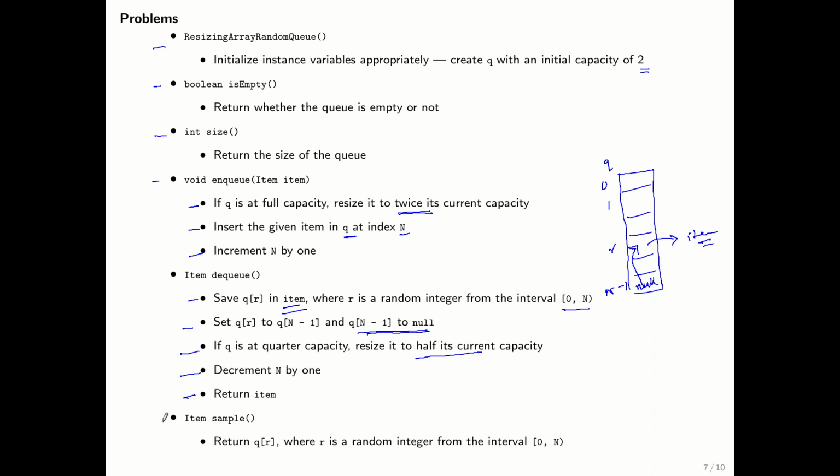Okay, what about sample? Well, sample is extremely straightforward. You simply return q at r, where r is a random integer from the interval 0 through n minus 1. Right? And notice that sample simply returns an item, it doesn't remove it from the queue.